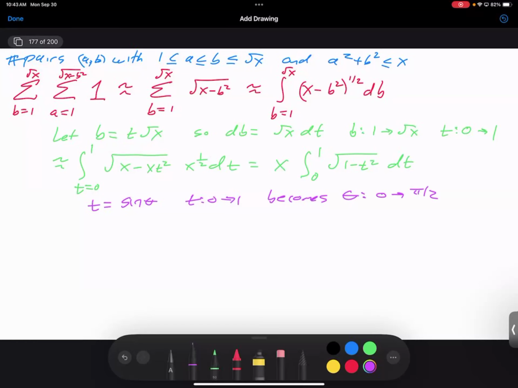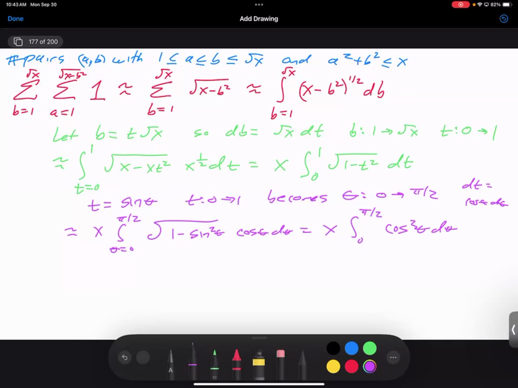So now the sum is approximately x times the integral, theta goes from 0 to pi halves, of the square root of 1 minus sine squared theta, and then dt. What's the derivative of sine? Cosine. So it's going to be cosine theta d theta. So this is just x times the integral from 0 to pi halves of cosine squared theta d theta. Anybody remember the antiderivative for cosine squared?